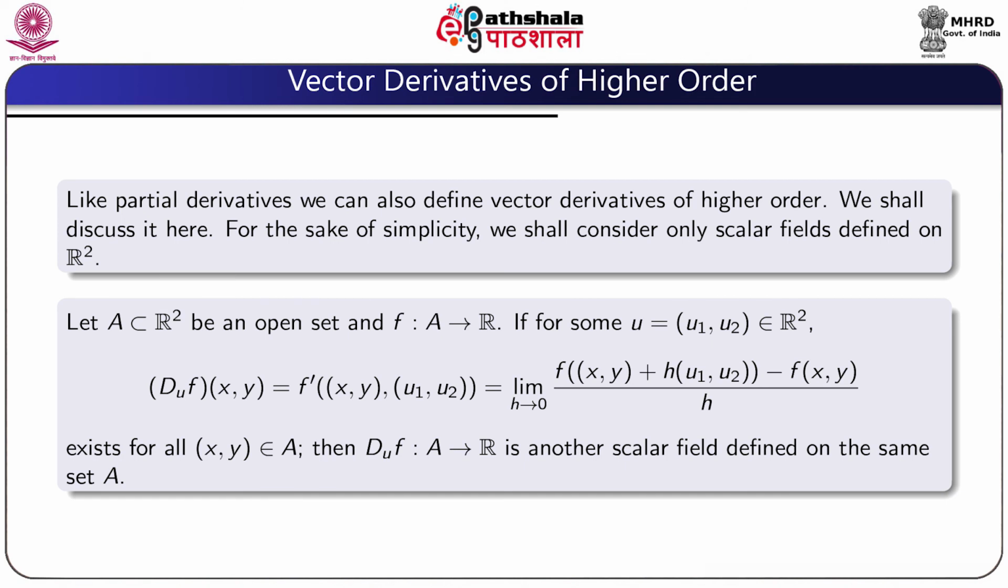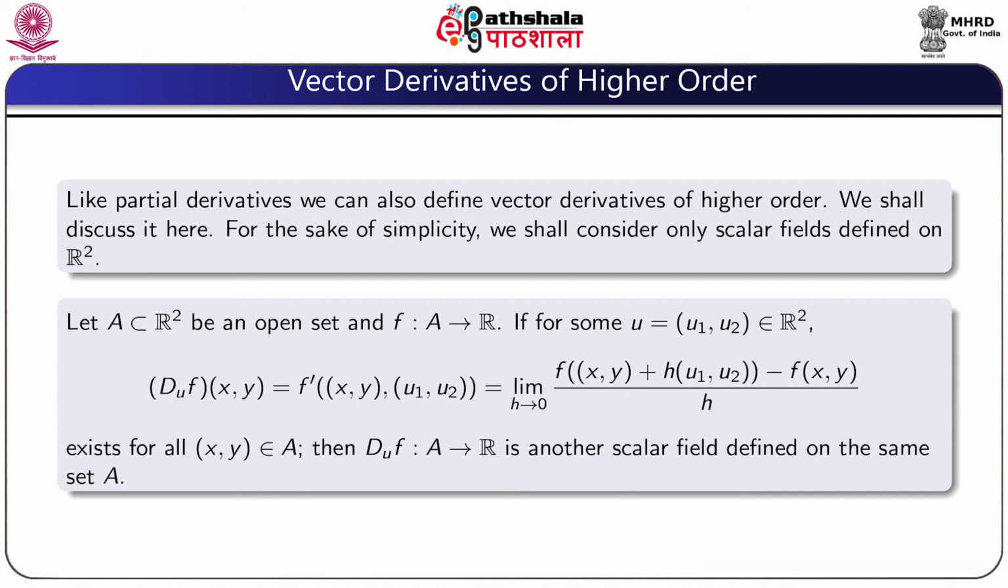In an earlier module, we studied partial derivatives. We found that from partial derivatives of a scalar field, we can constitute higher order partial derivatives. In this module, we define vector derivatives, and we shall show that in a like manner, we can define higher order vector derivatives. For the sake of simplicity, we shall restrict ourselves to scalar fields defined on R2. We start with vector derivatives of higher order.